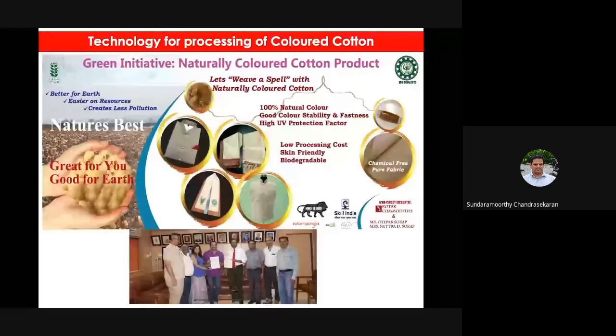So at our institute, we have developed a technology where we can process this colored cotton into value-added products. We have developed a technology where it can be spun into yarn, because ginning and spinning of this colored cotton is one of the major issues. So we have developed technology to do this, and we have gone up to the level of making an overcoat, which has attracted people to look into this business.